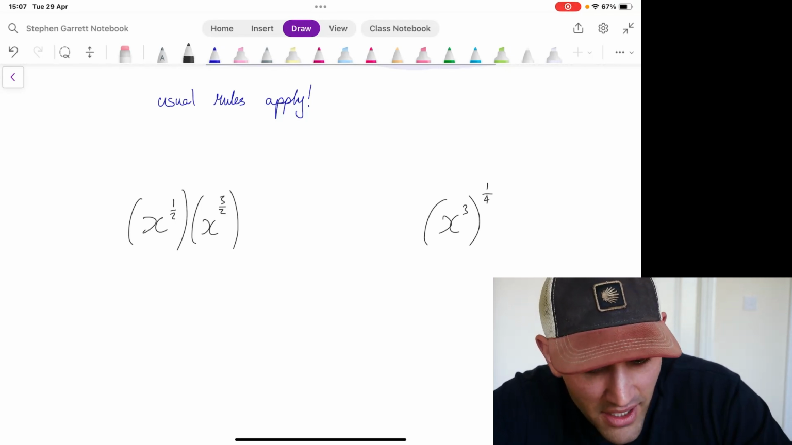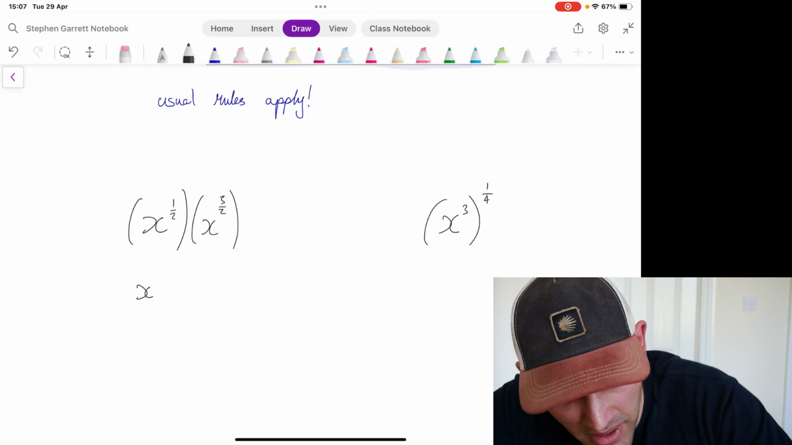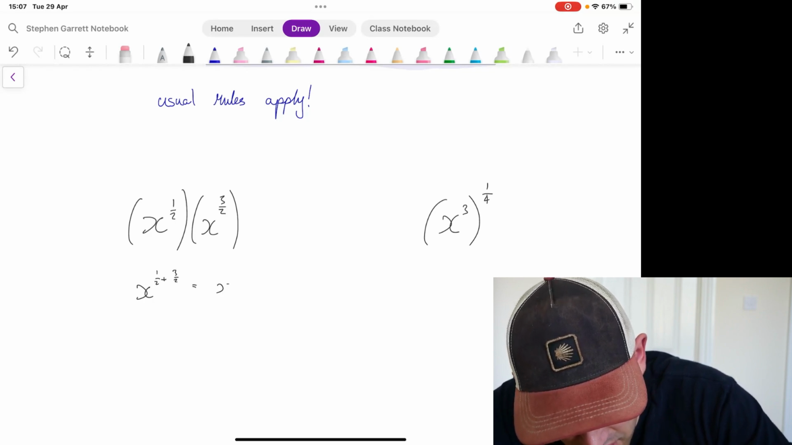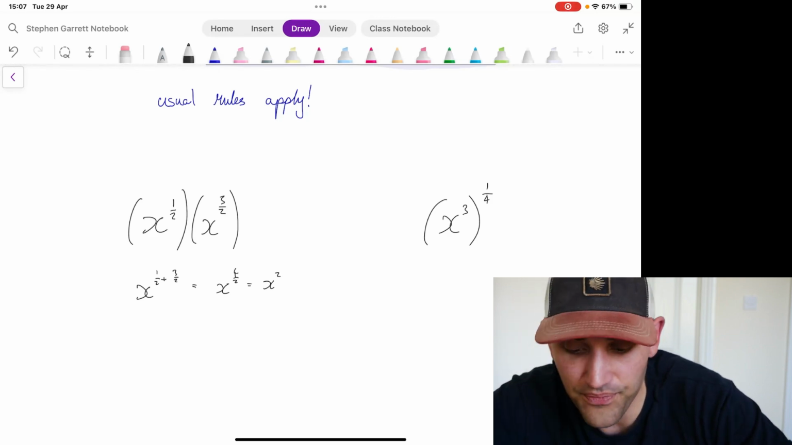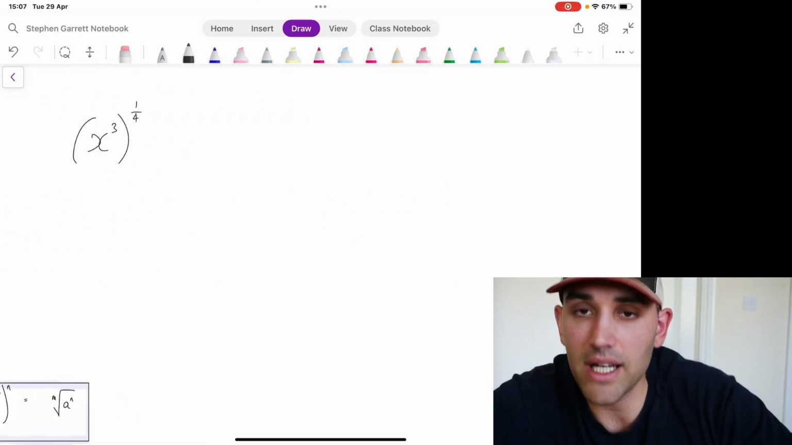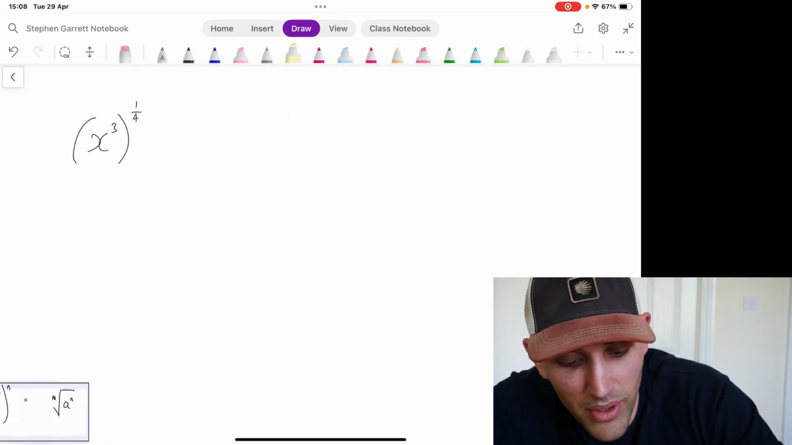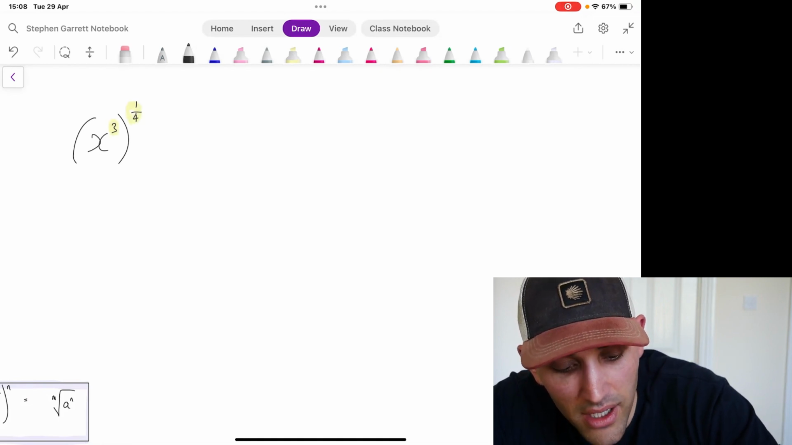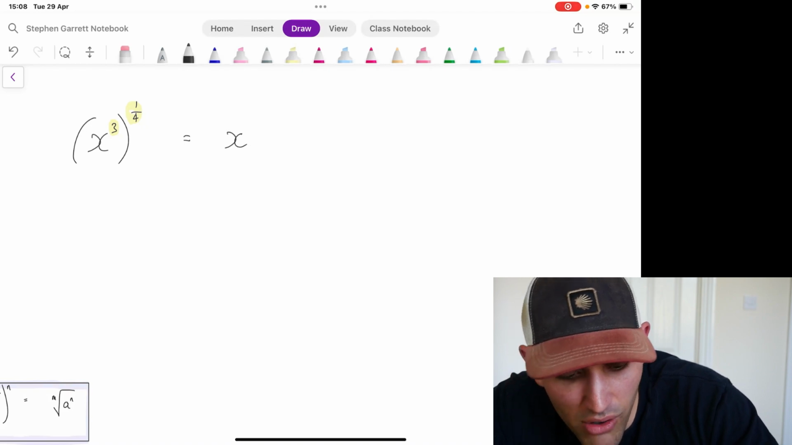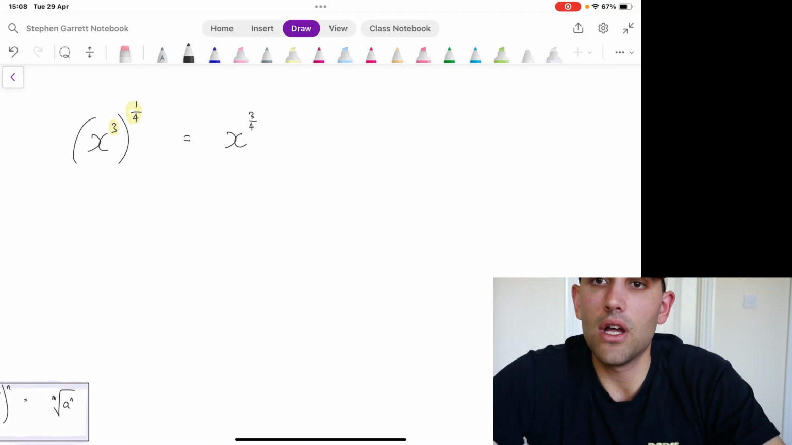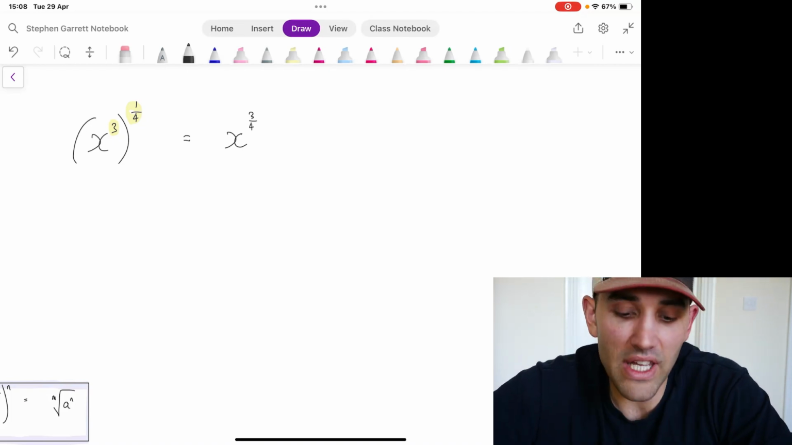So we're going to add these. So that's going to be x to the power of 1 half plus 3 halves, which is going to be x to the power of 4 halves, which is of course x squared. With this one, we're going to follow our exactly normal rules. Remember we have to multiply the exponent of x and what it's raised to here. So that's going to be x to the power of 3 times 1/4, which is 3/4. So the normal business of indices still applies.